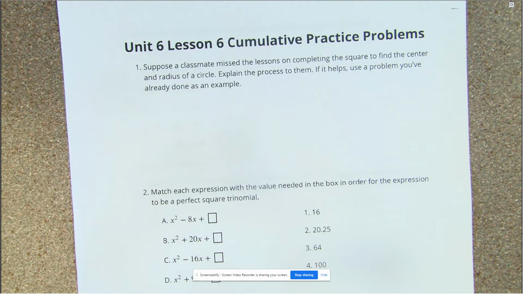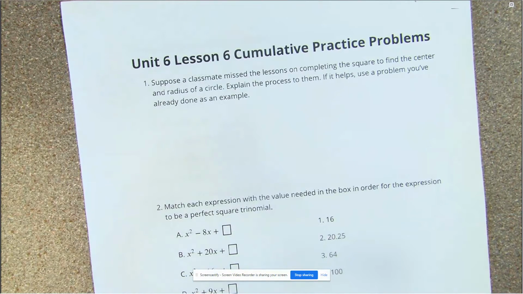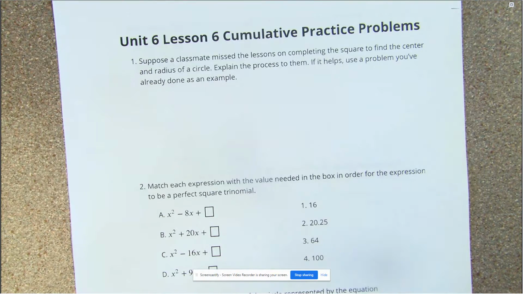I'm going to be doing the Unit 6, Lesson 6 practice problems. Number 1, it says, suppose a classmate missed the lessons on completing the square to find the center and radius of a circle. Explain the process to them. If it helps, use a problem you've already done as an example.